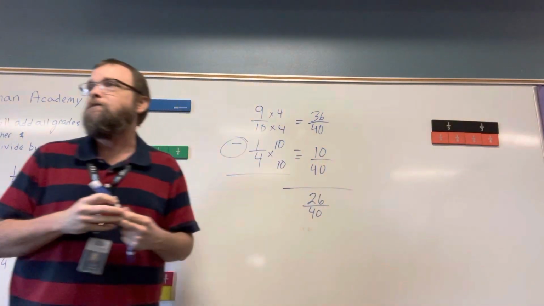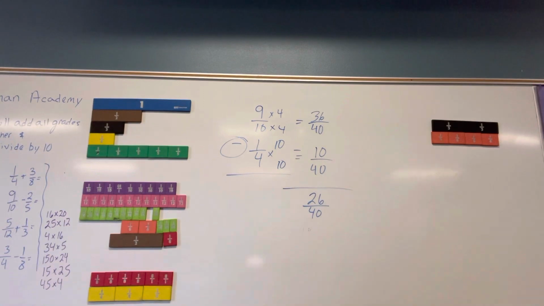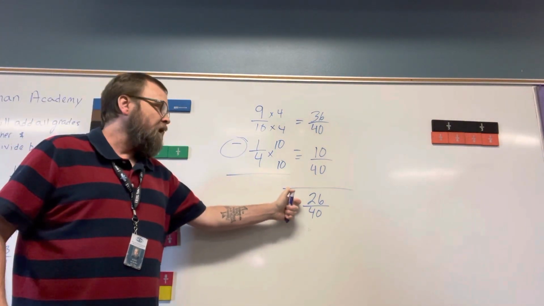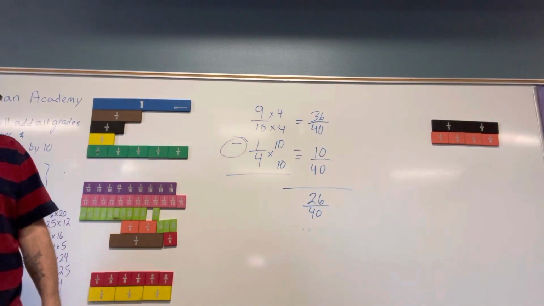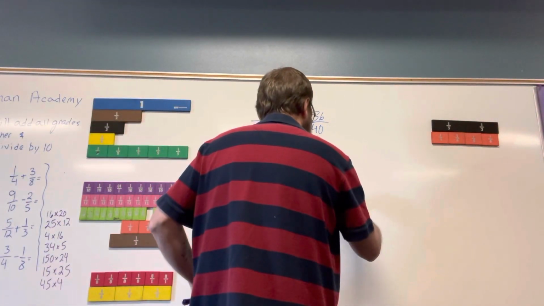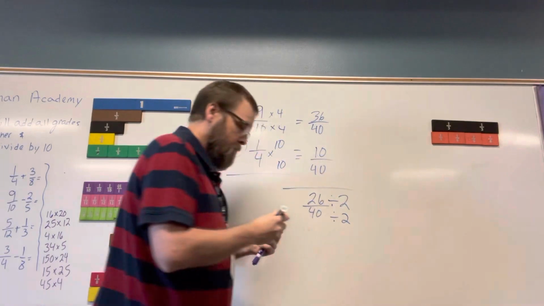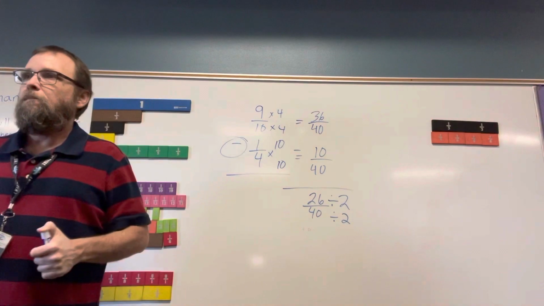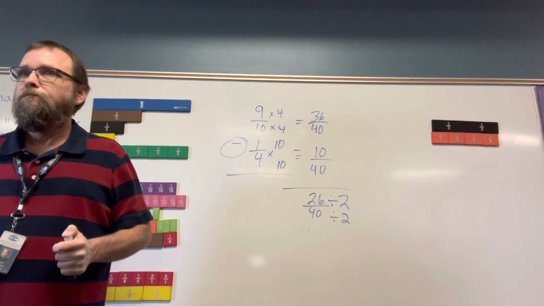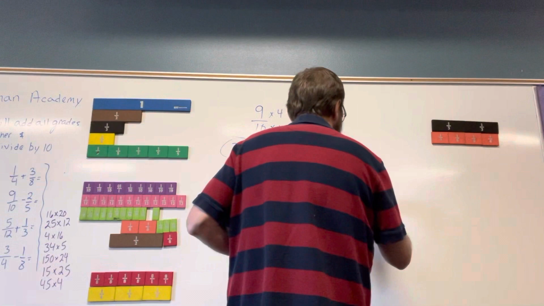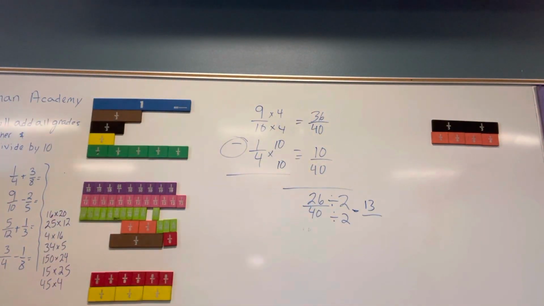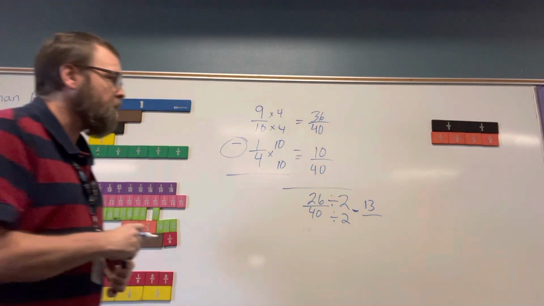Now I'm going to tell you, I know this can be simplified because they're both even numbers. If both of them are even, then I can simplify it. Because, William, what divides into every even number? 2. 2 divides into every even number. So, Maxwell, what is 26 divided by 2? 26 divided by 2 is 13. And Jaden, what is 40 divided by 2? 20.